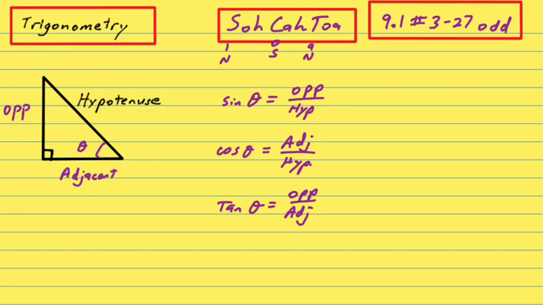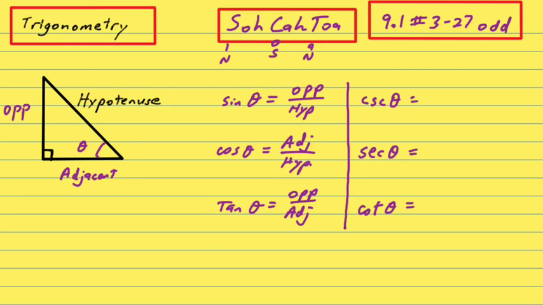So you have SOHCAHTOA: sine is opposite over hypotenuse, cosine is adjacent over hypotenuse, tangent is opposite over adjacent. I really need you to get used to writing them in this order. Cosecant, secant, and cotangent round out the 6 trig ratios.